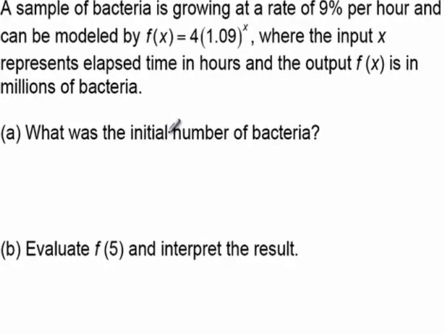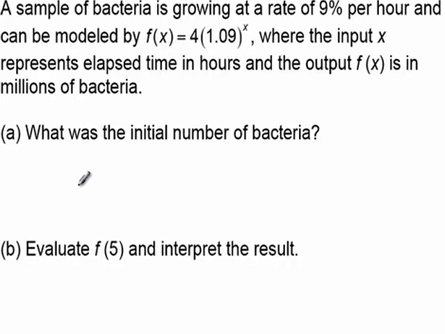A sample of bacteria is growing at a rate of 9% per hour and can be modeled by f(x) = 4 times the quantity 1.09 to the x power, where the input x represents elapsed time in hours and the output f(x) is in millions of bacteria.